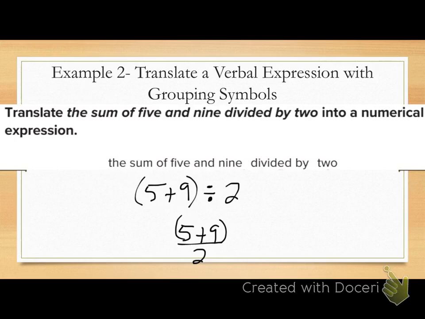So like I said, anytime you see it worded that way, make sure you use grouping symbols to denote that sum, the whole sum or the whole difference, the whole product, whatever, is being divided by whatever else. Okay? Questions on example 2?